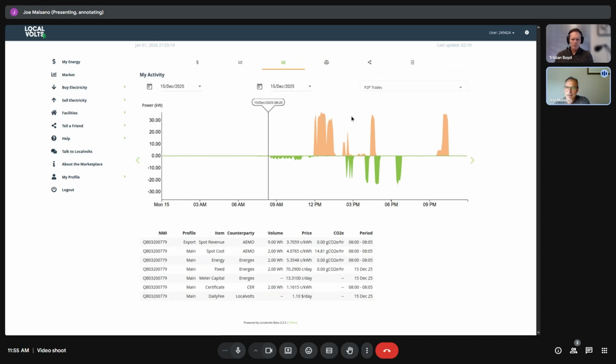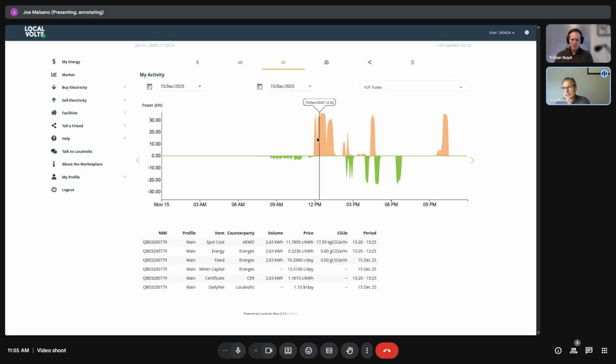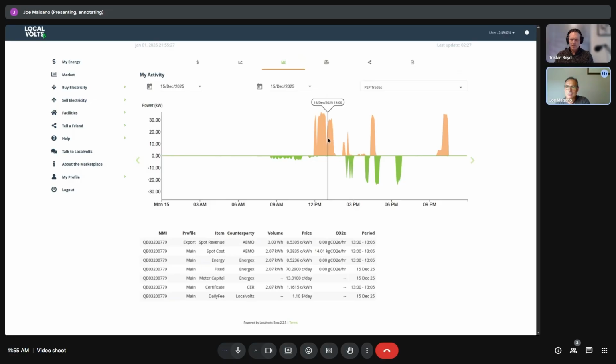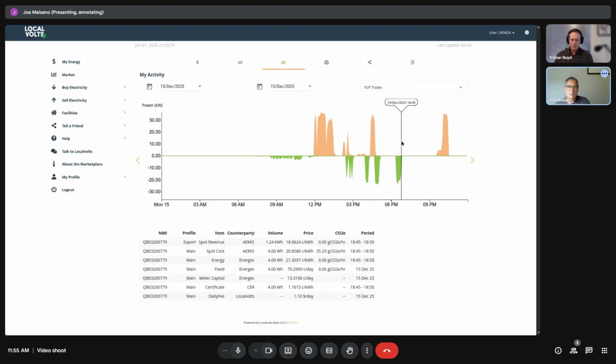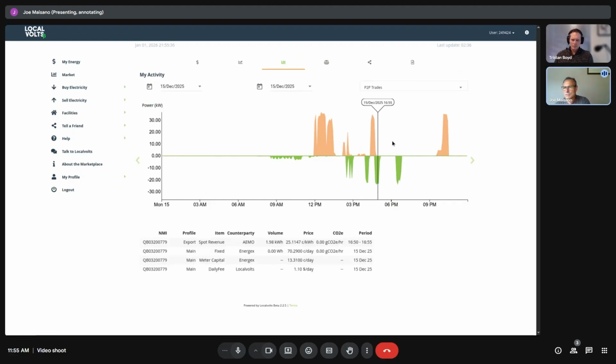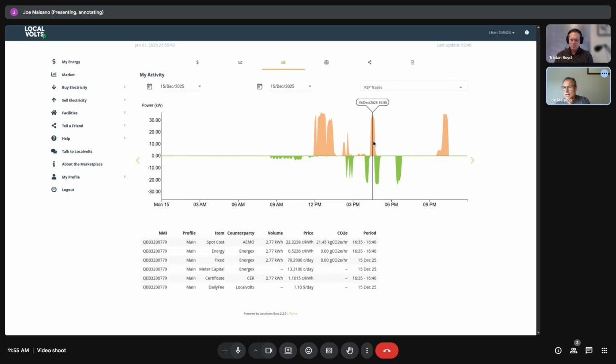So we can see here that around 12 p.m. this facility is importing quite a lot. It does look like they're charging a battery, and then there's some significant discharge well into the evening, which sort of leaves no doubt that it's actually a battery charge and discharge in this scenario. Another bit of charge going on here.